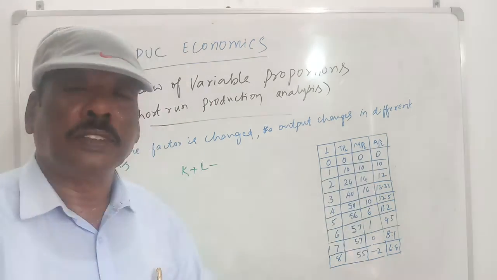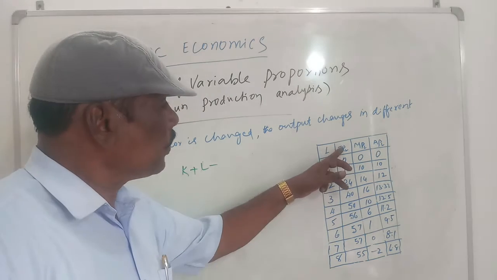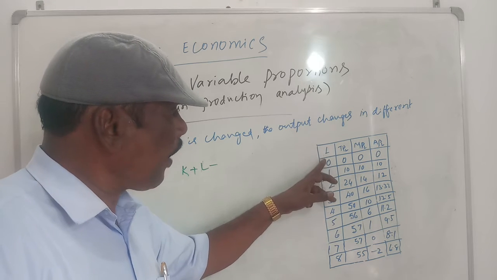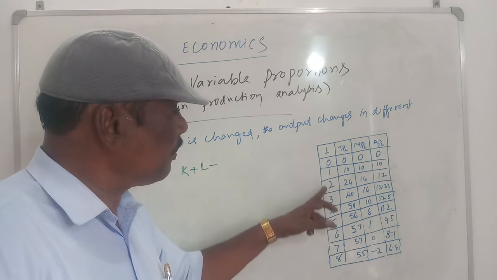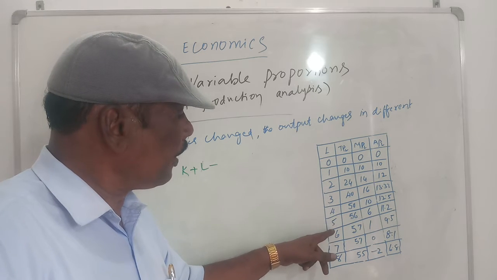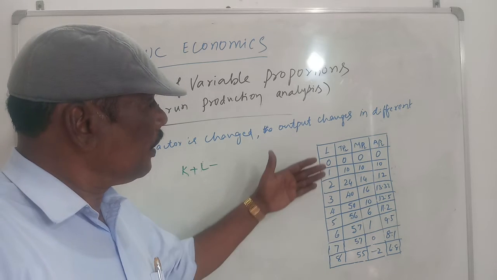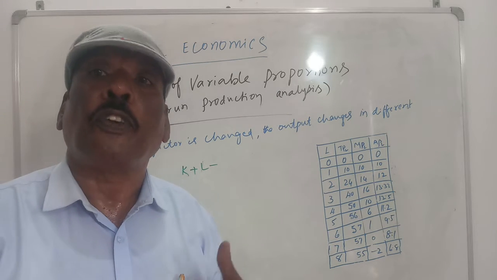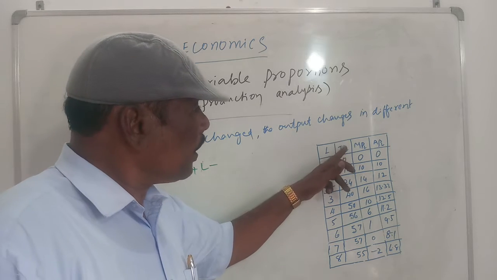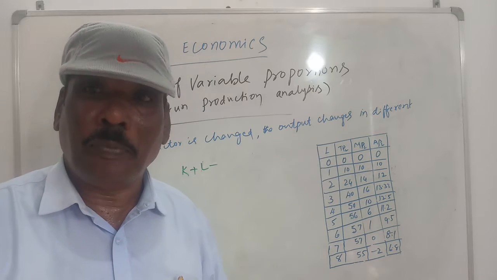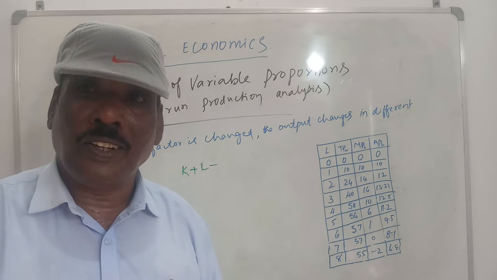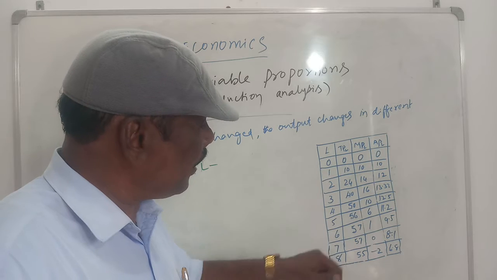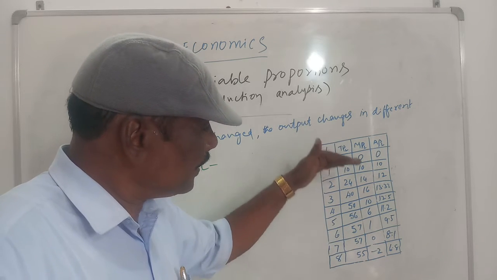Here I have written this table. See, total product, and the units of the factor are mentioned in column number 1: 1, 2, 3, 4, 5, 6, 7, 8. So as the variable factor is employed in the production of a good, the total product goes on increasing in the beginning at an increasing rate. Whereas, see, after reaching 57, there it's the zenith point.